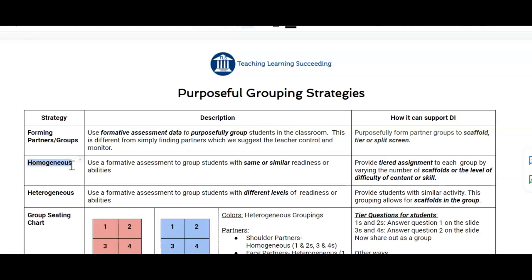One way is to homogeneously pair or group students, those with same or similar readiness or abilities. This can support your DI classroom by providing tiered assignments to each group, by varying the number of scaffolds or the level of difficulty of content or skill. Keep in mind, the scaffold should be catered to each level of students' needs. The students who are ready for a challenge do not need the same scaffolded assignment your more struggling students may need. And keep in mind, scaffolds are designed to be gradually taken away for all students.